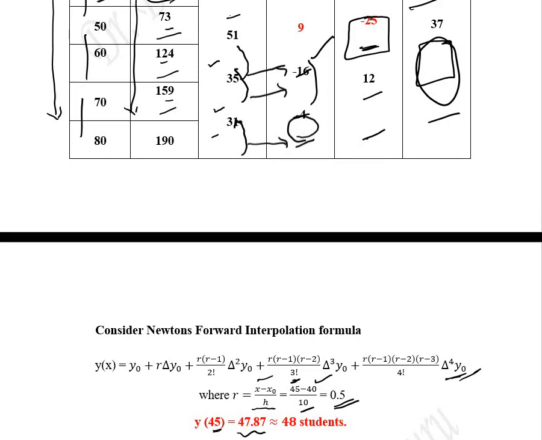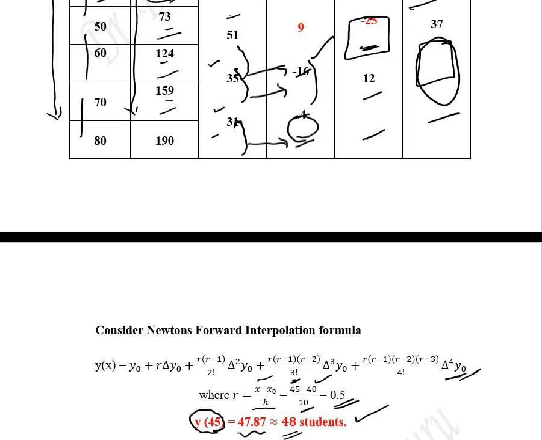Here we are finding the number of students. Usually the number of students is not in the form of decimals, so write down its approximate value. 47.8 is nothing but 48. So this is the number of students who scored less than 45 marks. So 48 students scored less than 45 marks.